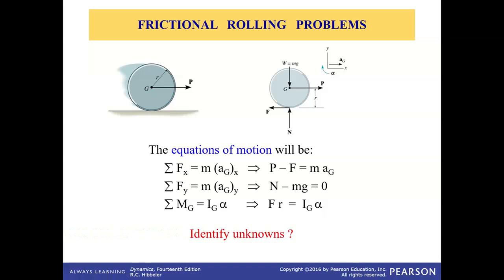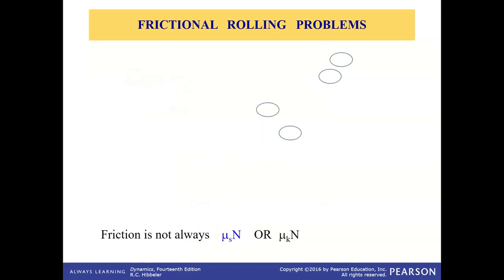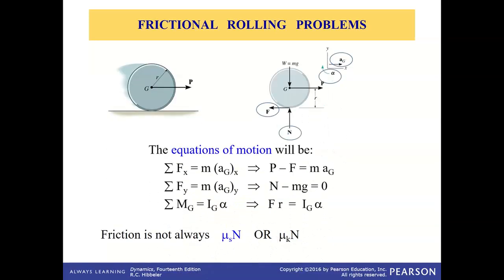So the question is, can you identify unknowns? Yes, we have identified them, and our unknowns are: friction, normal, angular acceleration, and linear acceleration. But we have only three equations. How can we solve for 4 unknowns with 3 equations? We need the fourth equation of motion, and that's what we are going to derive next.